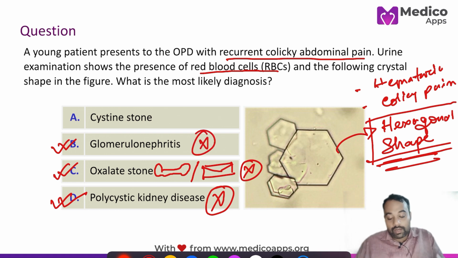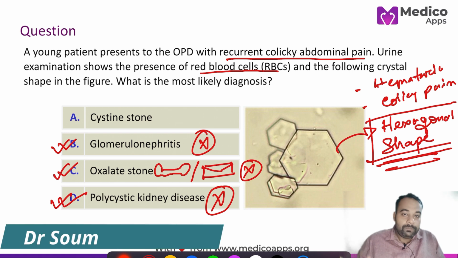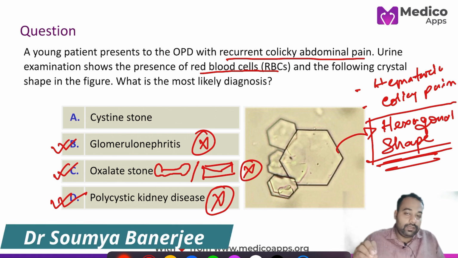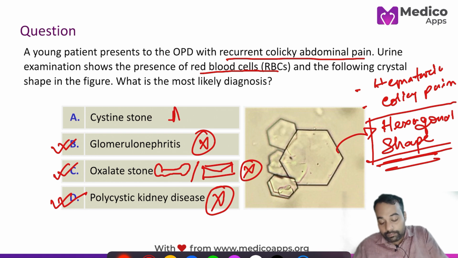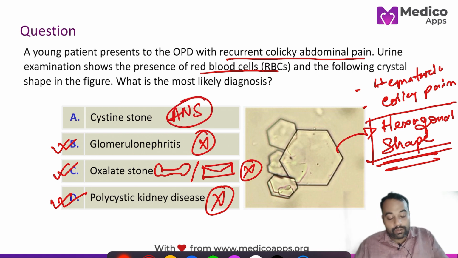So this hexagonal shaped crystal is found typically in case of cystine stone only. So this is going to be your answer. This is going to be the answer.